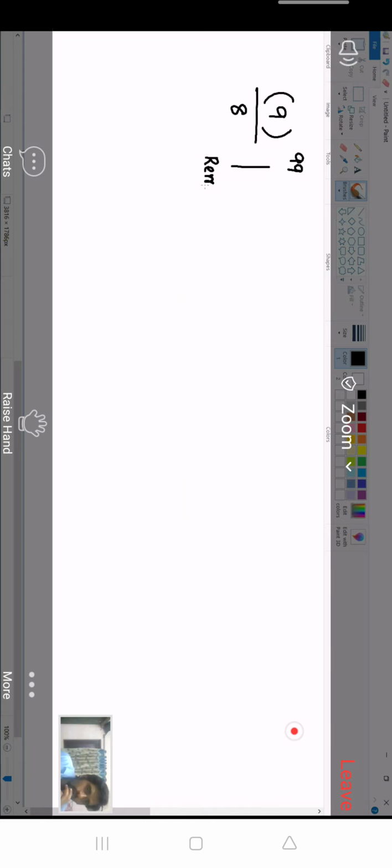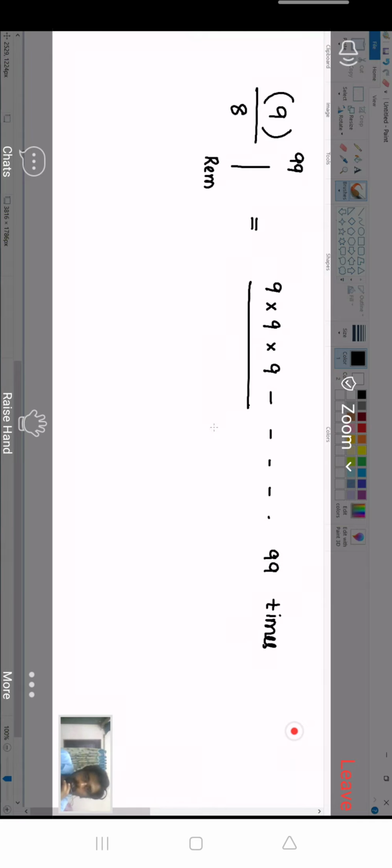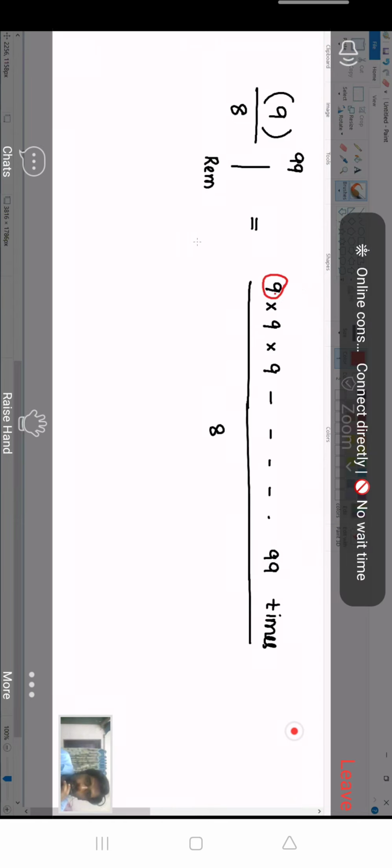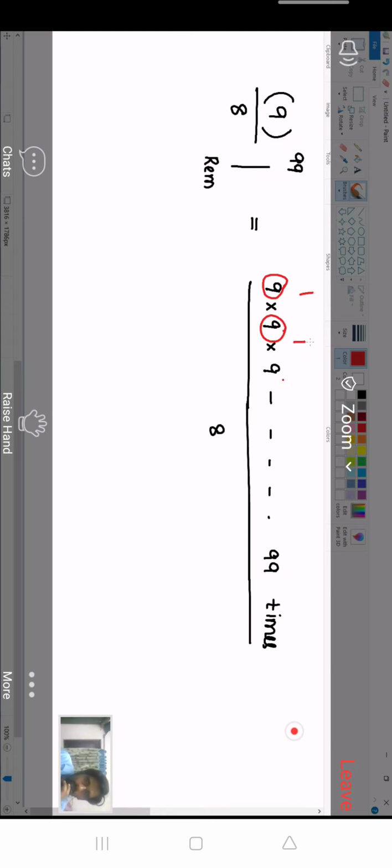In order to find out the remainder, 9 power 99 is nothing but 9 into 9 into 9 into 9, like that, 9 is going to come 99 times, because multiple times multiplication itself is called power. So I am dividing this number with 8. Just observe, 9 by 8 remainder 1. Like that, I am going to get 1 as a remainder 99 times.